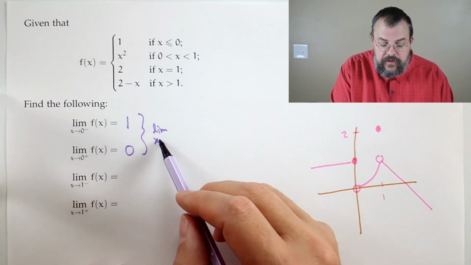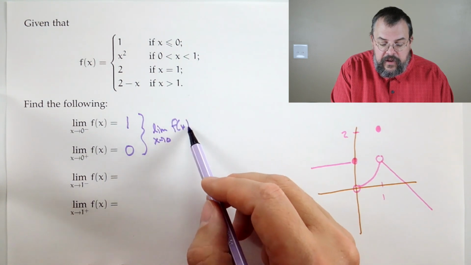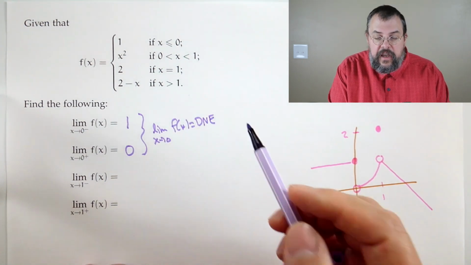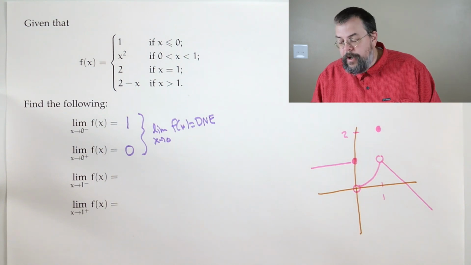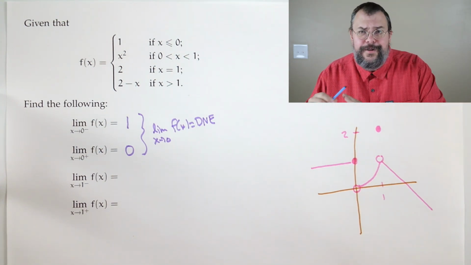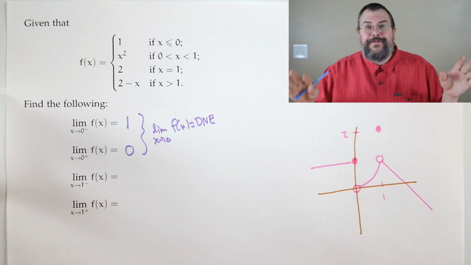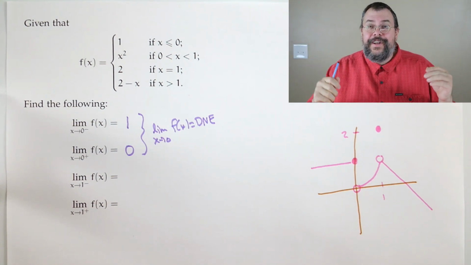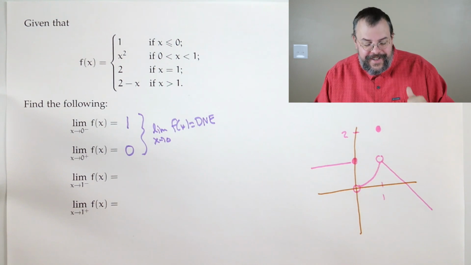Now, notice that we can combine these, and we can say that the limit as x goes to 0 of f of x does not exist. Now, it didn't ask us to say that, but we could. Why not? Extra knowledge, right? All right. Now, if you're on a test, don't do more than what the question asks. But it's always fun to know more. Knowing stuff is good.